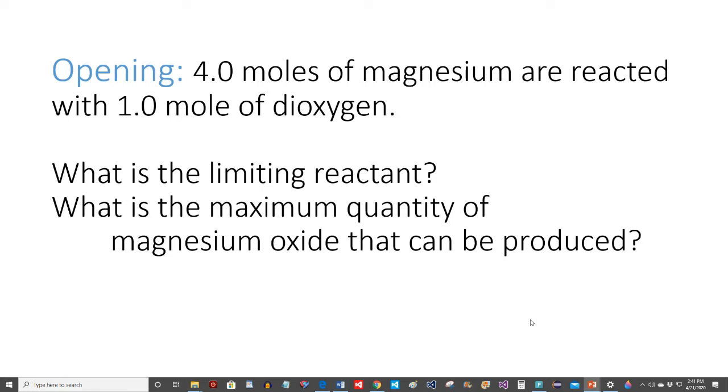Opening problem: 4.0 moles of magnesium are reacted with 1.0 mole of dioxygen. What is the limiting reactant? What is the maximum quantity of magnesium oxide that can be produced? I haven't taught limiting reactants yet, but maybe you can make an educated guess. Maybe you can even get the answer. So pause the video, think about it for a few minutes, give it your best attempt, and then I'll show you how to do it. Please pause the video now.